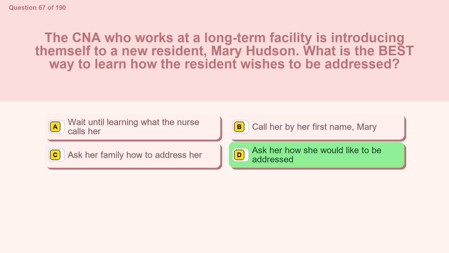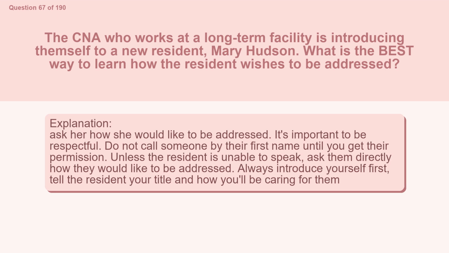The correct answer is option D. Ask her how she would like to be addressed. It's important to be respectful. Do not call someone by their first name until you get their permission. Unless the resident is unable to speak, ask them directly how they would like to be addressed. Always introduce yourself first, tell the resident your title and how you'll be caring for them.